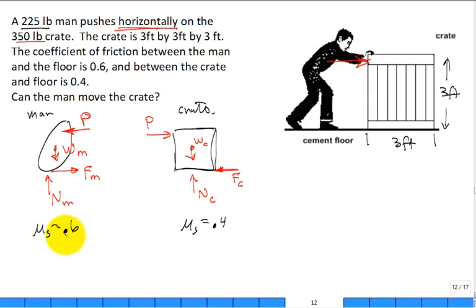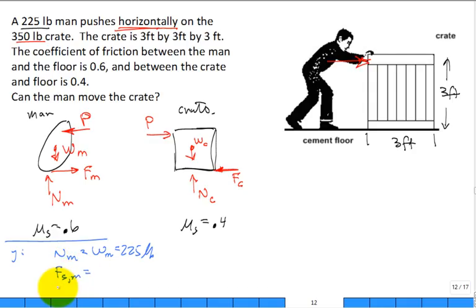Well, let me pick it up here. I wish I had more time to let you solve every problem by yourself. But if you do a free body diagram of the man and then you analyze it, what does the sum of the forces in the y give us? It gives us N sub m, doesn't it? And N sub m is the weight of the man, which is 225 pounds.